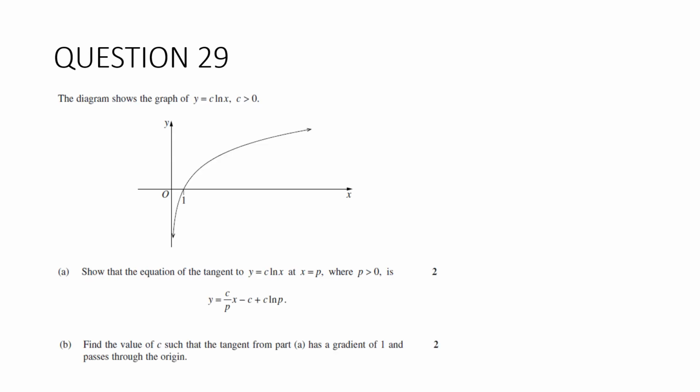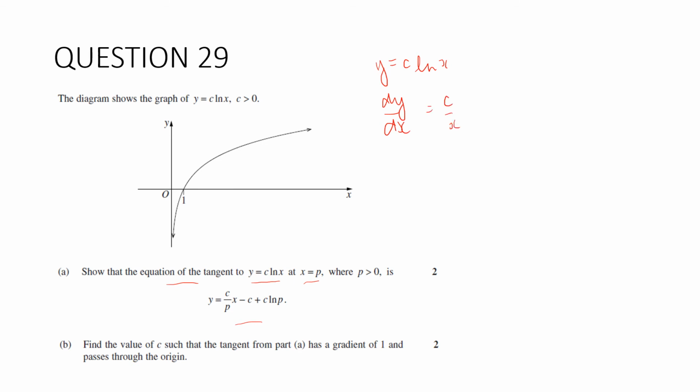Question 29. The diagram shows the graph of y equals c ln x, and c is greater than 0. Show that the equation of the tangent to y is equal to c ln x at x equals p is given by this. All right, equation of a tangent, we are doing the derivative. So we've got y is equal to c ln x. Our derivative, dy/dx, is equal to c on x.